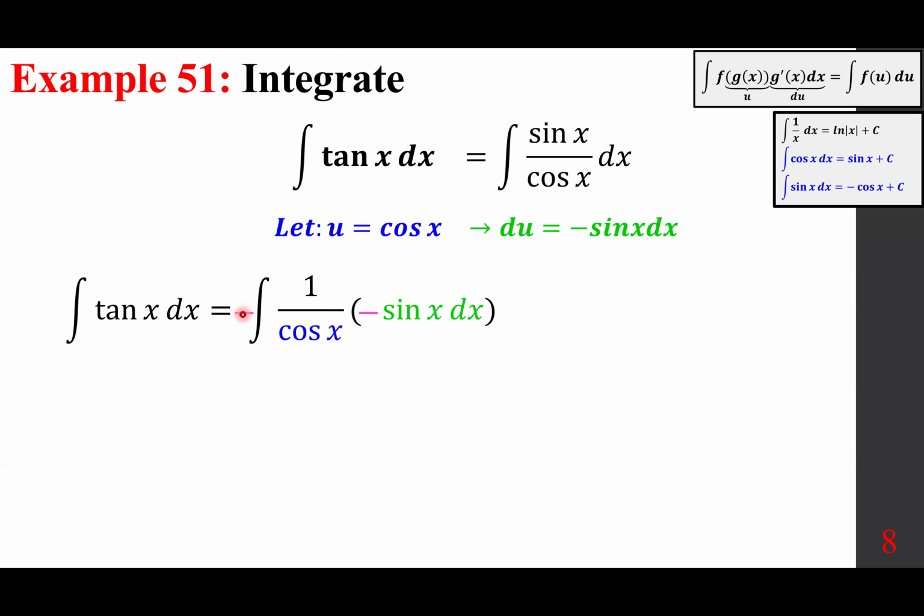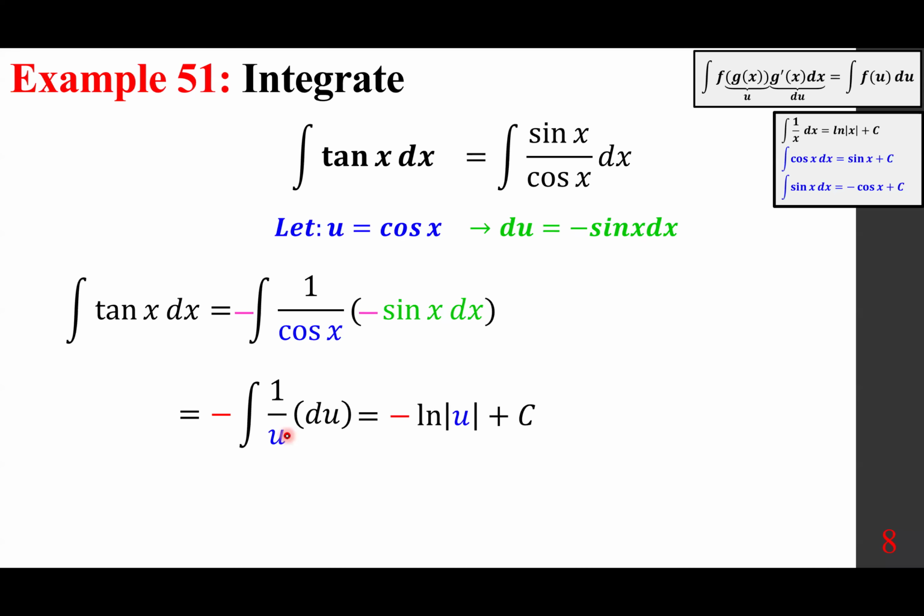That's all there is to it. So you put a negative sign in, negative sign out. That takes care of the business. So we have -1 over u du. As you know, again, we keep the negative out. This is a natural log.